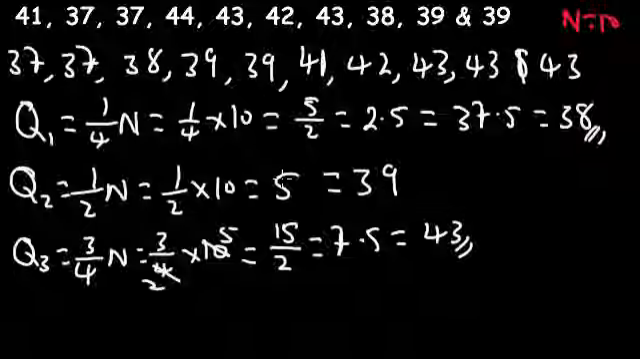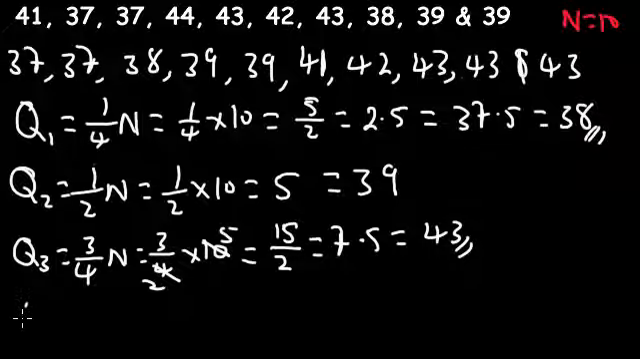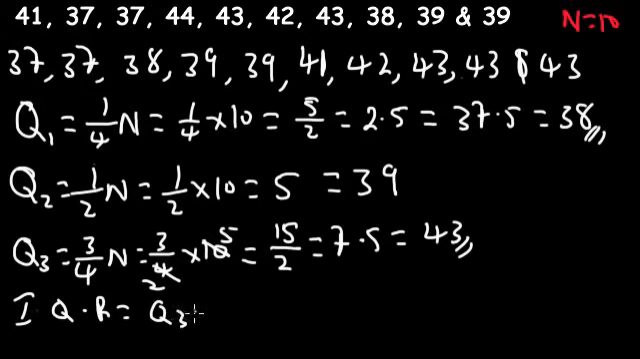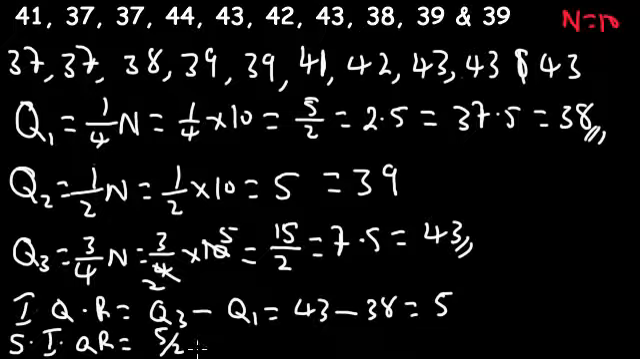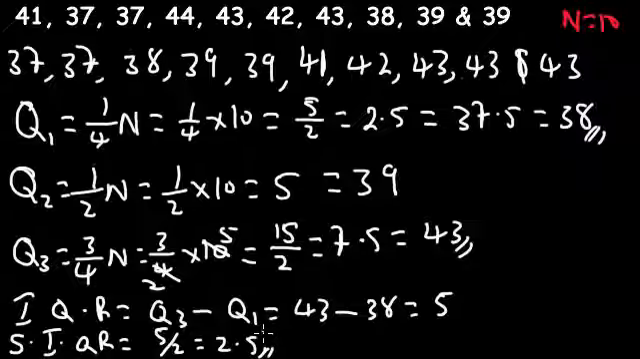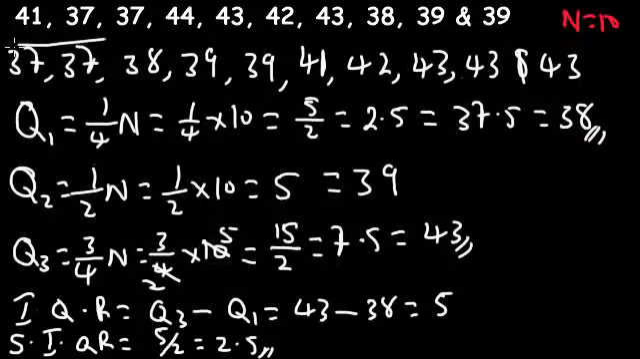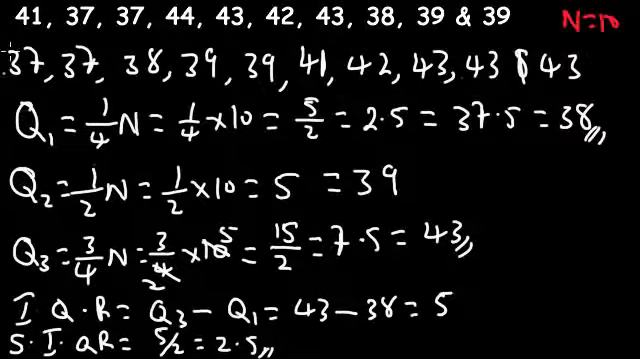Now that we have Q1, Q2, and Q3, we can find IQR. IQR is simply Q3 minus Q1, and that's simply 43 minus 38, which gives us 5. So that is our IQR. And finally, we can find SIQR, which is 5 by 2, or 2.5. So that's our semi-interquartile range. Now what about an outlier? Is there an outlier among this distribution? Let's confirm.